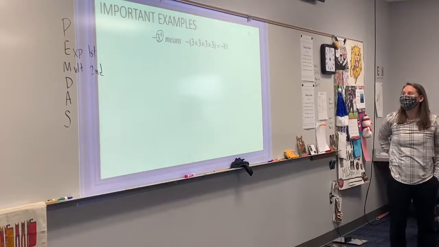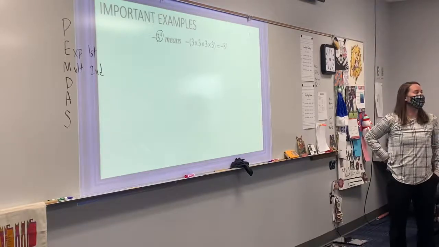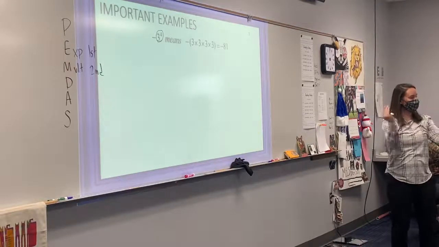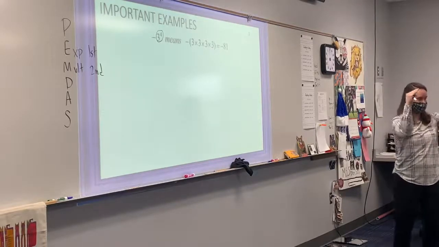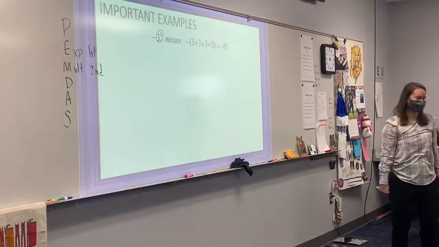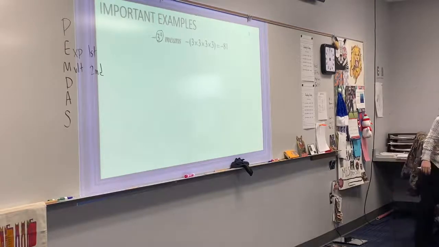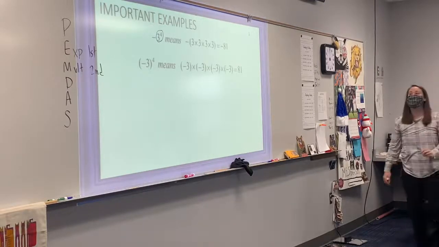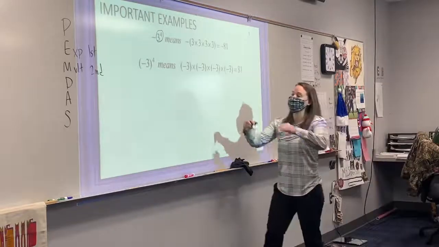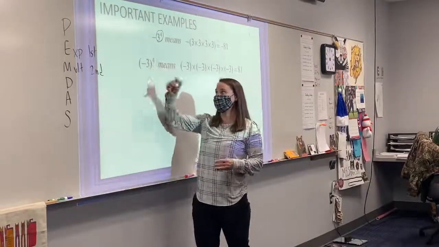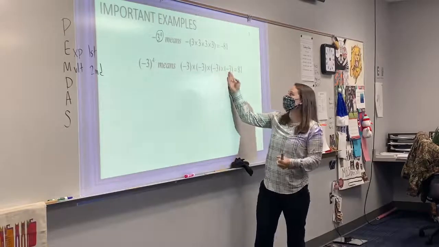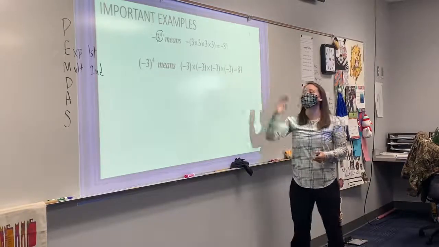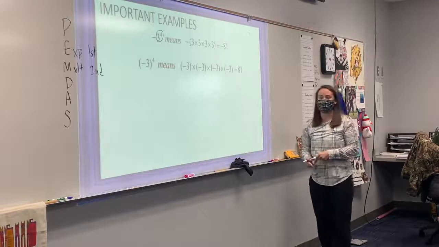What would I need to get a positive 81? I would need parentheses. If I have -3 in parentheses to the 4th, that would be -3 times -3 times -3 times -3, which is a positive 81.